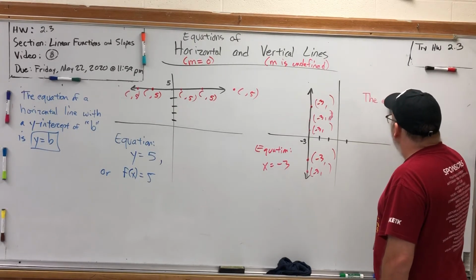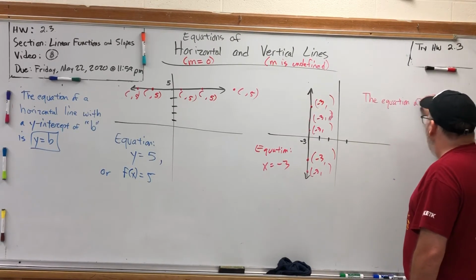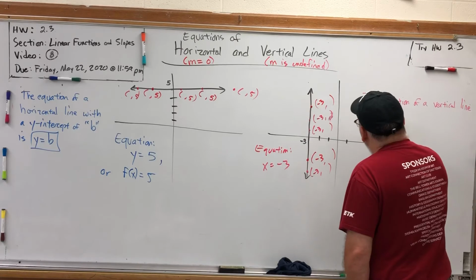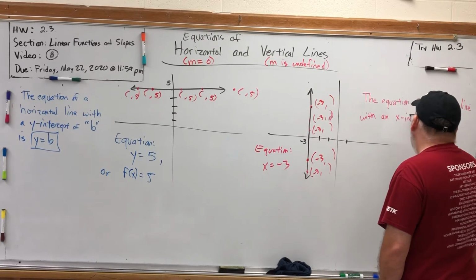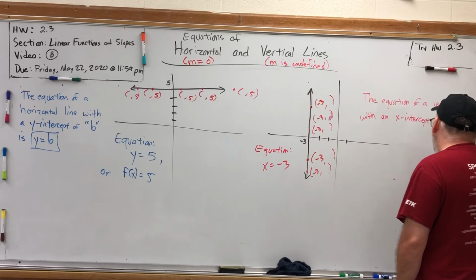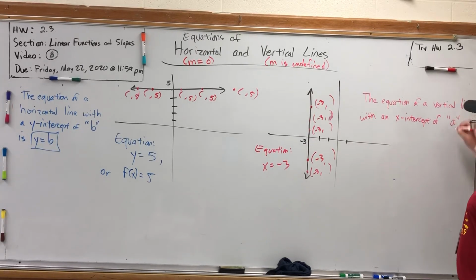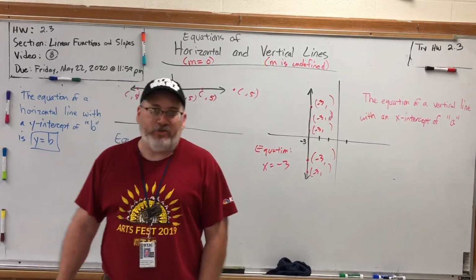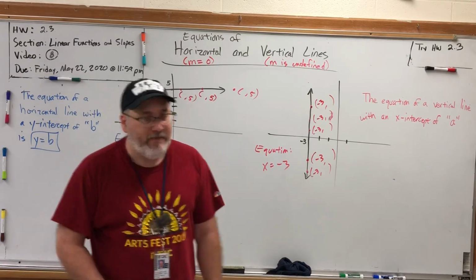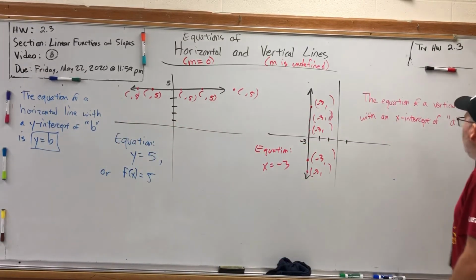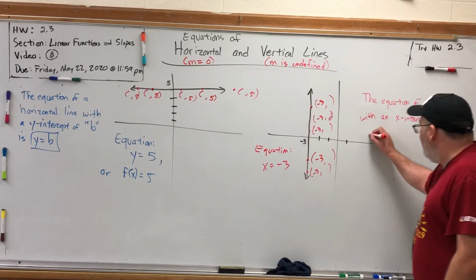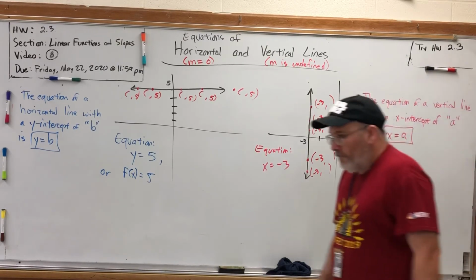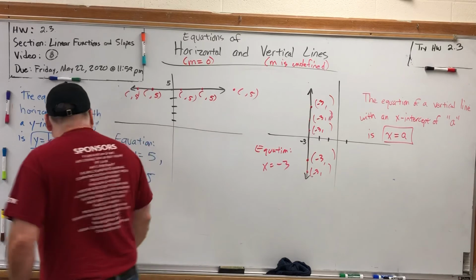So the equation of a vertical line with an x-intercept. Now, I don't want to call it b, so I'm going to call it a. And this is actually the reason the y-intercept is called b, because in a general discussion of intercepts, the x-intercept is called a, and the y-intercept is called b. And now you know. So the equation of a vertical line with an x-intercept of a is x equals a. All you have to remember is vertical is x equals and horizontal is y equals.